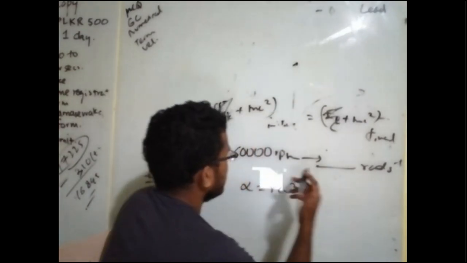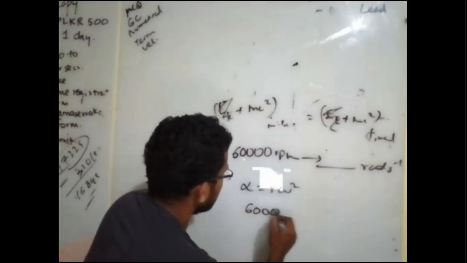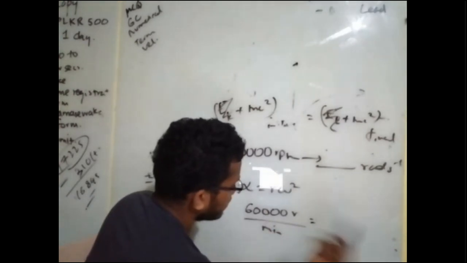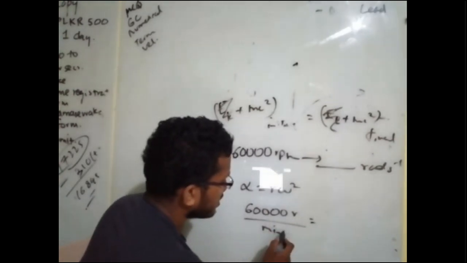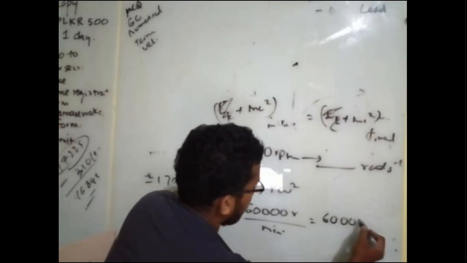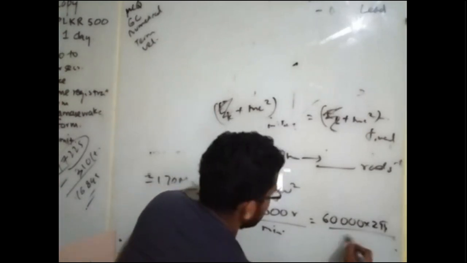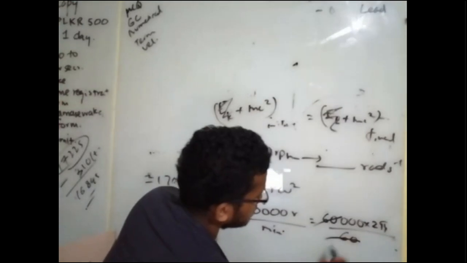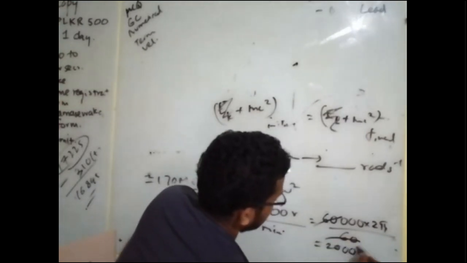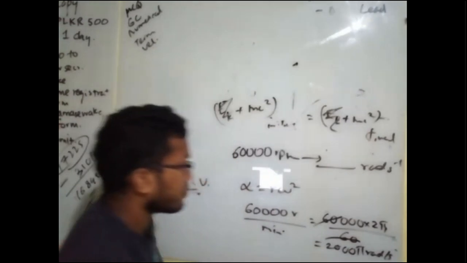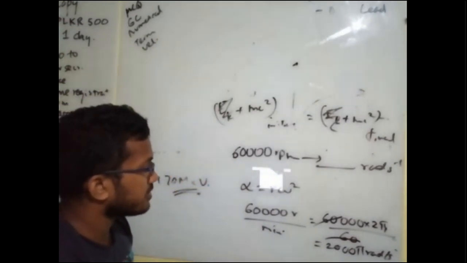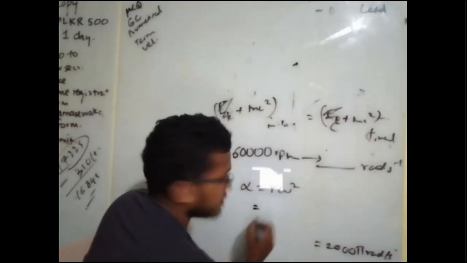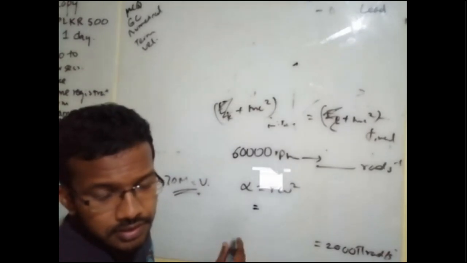I hope you know how to calculate it. It's 60,000 revolutions per minute, so you have to represent the revolutions as angle and the minute as time, and that is the angular speed. You can get it as 2005 radians per second. Once you get that, we can now multiply with this value and get the radius. Tell me the radius.